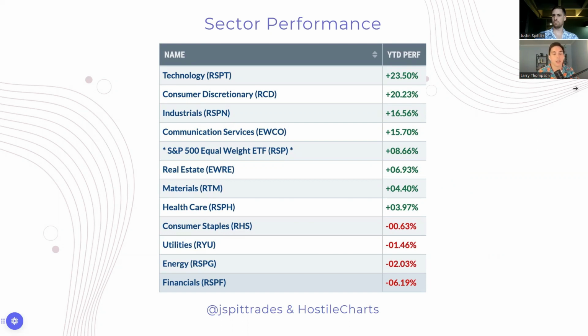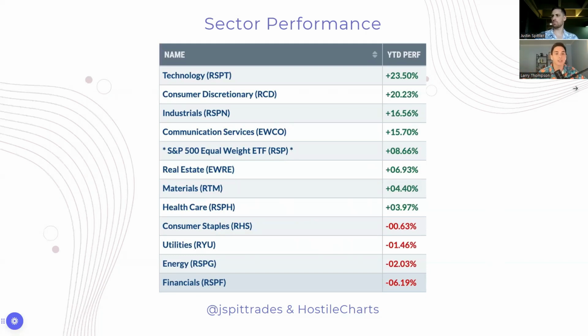Utilities, energy, financials. Financials, right? We know what happened earlier this year, but you also have consumer staples and healthcare towards the bottom of the list. So this just screams risk on to me. It screams high beta to me, right? It screams the names of companies that people are speculating on to some degree versus these solid cash flow companies.